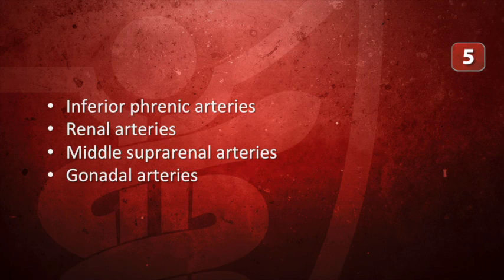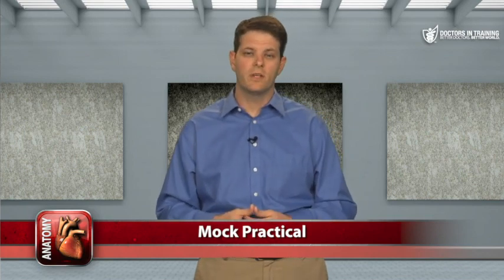Next, what are the four sets of paired arteries off the abdominal aorta? So the paired branches of the abdominal aorta are the inferior phrenic arteries, which usually arise independently from the aorta, but they could be branches of the celiac trunk. You also have the renal arteries, the middle suprarenal arteries, and the gonadal arteries, which supply either the testes or the ovaries. And then finally, we have some images for you to label in a mock practical. So label those images, and then you'll be finished.